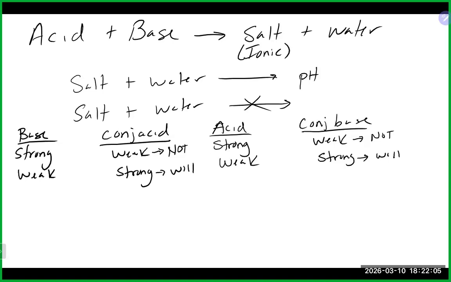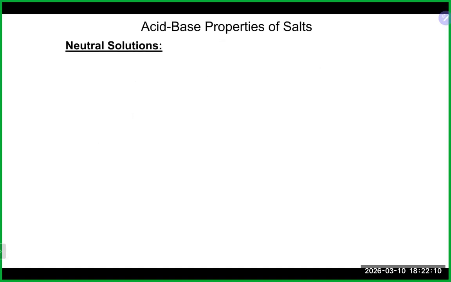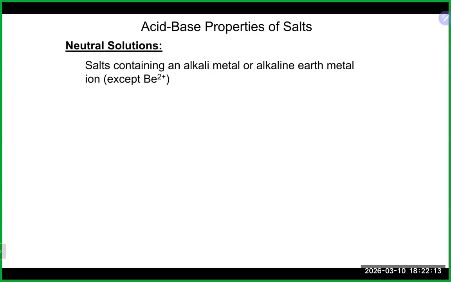So let's take a look at something here just to see what we're talking about. Now, there are some neutral salts, and most neutral salts contain an alkali metal or an alkaline earth metal. So that is group 1 and group 2 on the periodic table. If you see something that comes from group 1 or group 2, that is going to be a neutral salt. It will not really react with water. The exception is beryllium there.